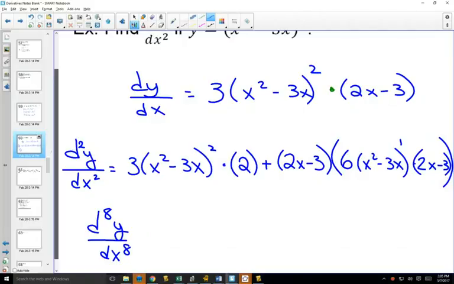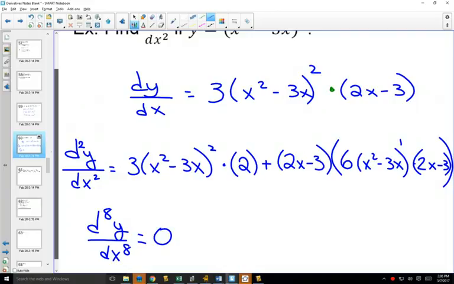Any ideas if you kept doing this and you got all the way to your 8th derivative? Any ideas? Well, if you do this, you're going to have a chain rule here and a triple product rule there. Is that going to be fun? No, it's not going to be fun. Okay. Well, the answer is going to be 0.